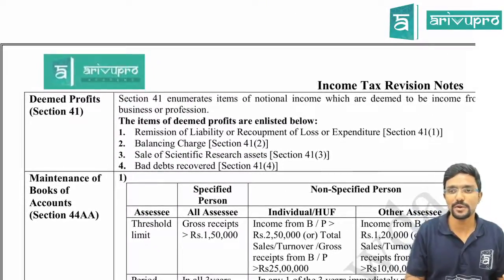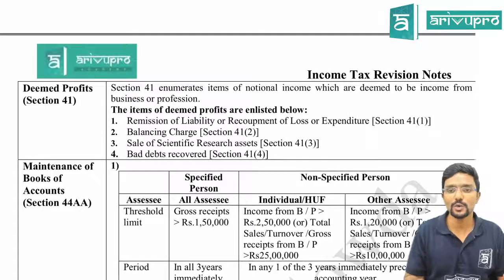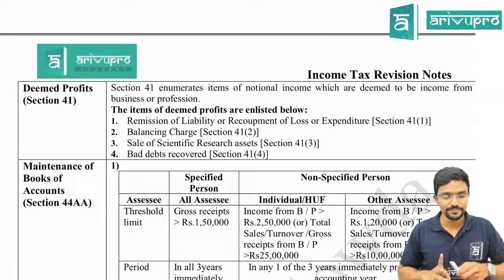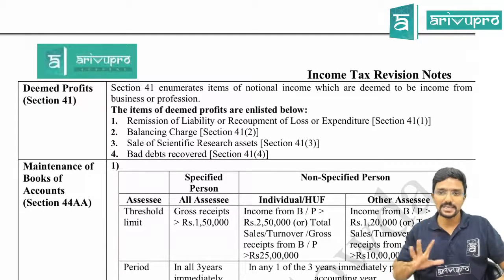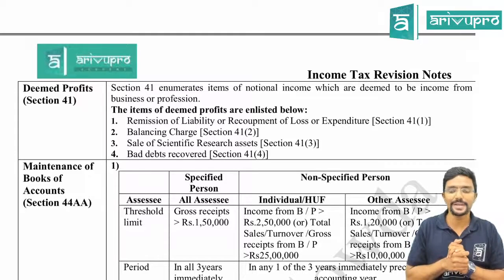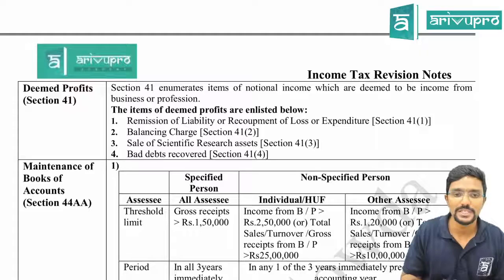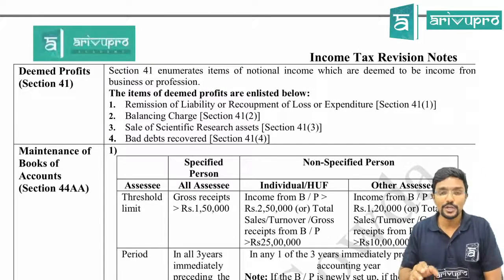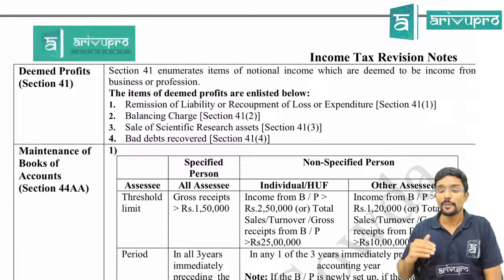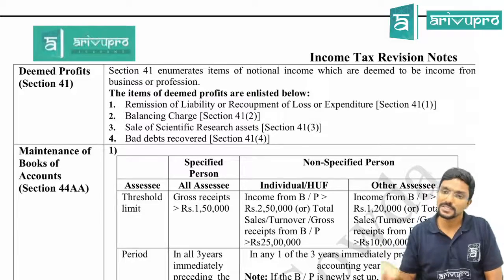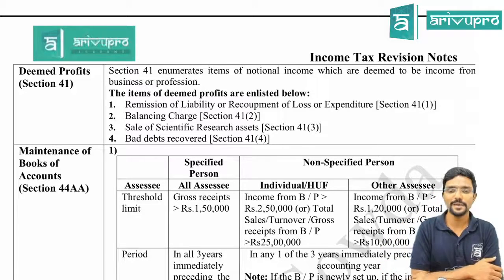Next, deemed profit. Sir, what is deemed profit? These items may not look like the company has earned them, but they are considered as your business income and you have to pay tax in the year in which you actually get the benefit. So section 41 will tell, even though you are getting these items but you are not continuing with your business, still it will be taxable.